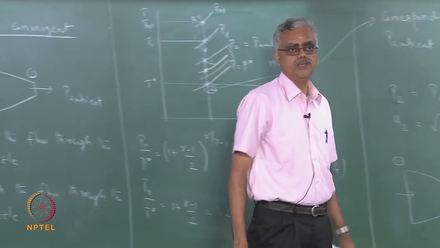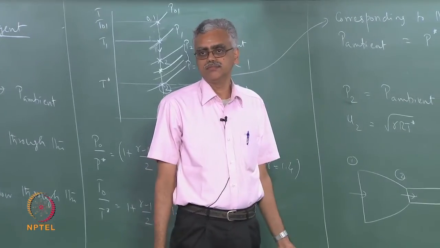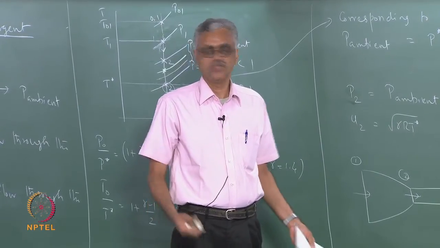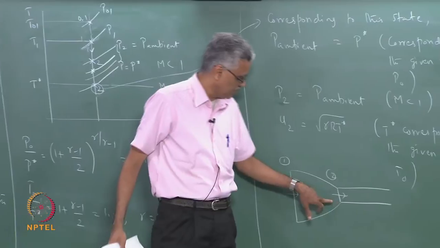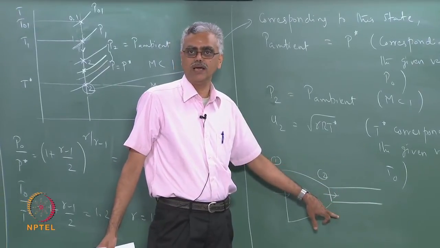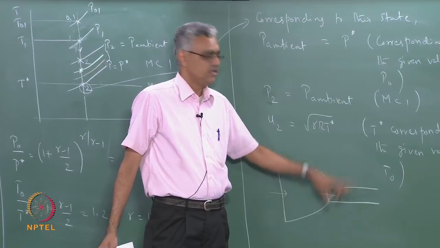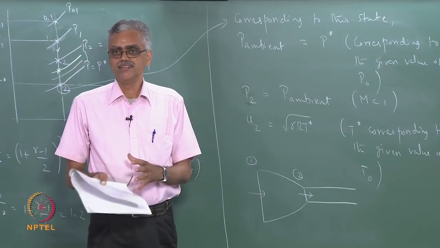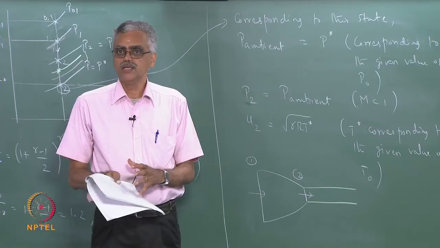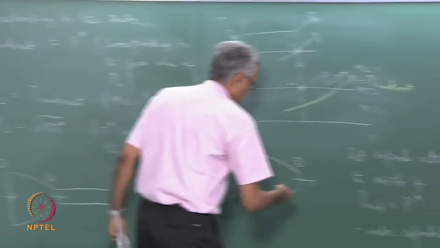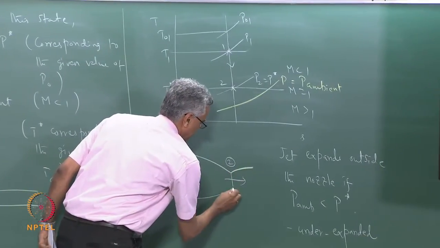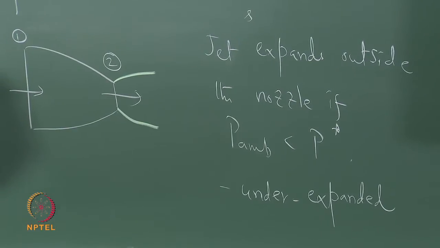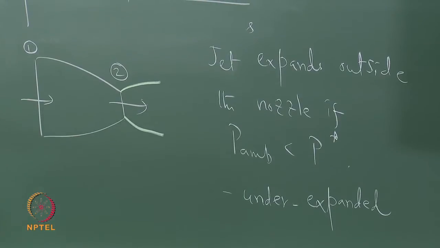So what do we mean by jet expands outside? What does it mean when I say jet expands? Here we said that the diameter is the same as the exit diameter when the pressures are matched. Now here when I say jet expands, I literally mean expands. So the jet actually swells. The expansion process takes place like this. So the jet actually swells when it comes out. So it expands outside. But it cannot continue to do this.